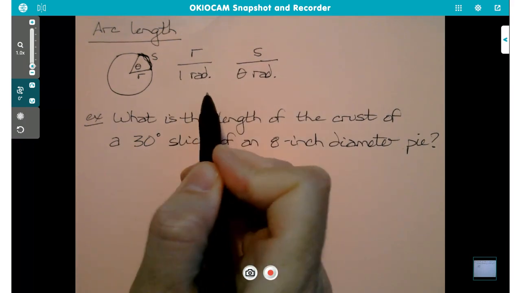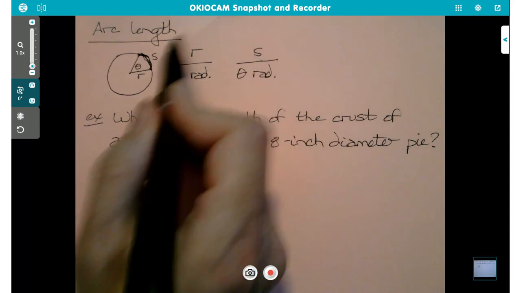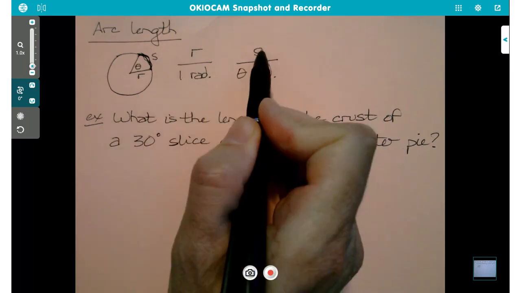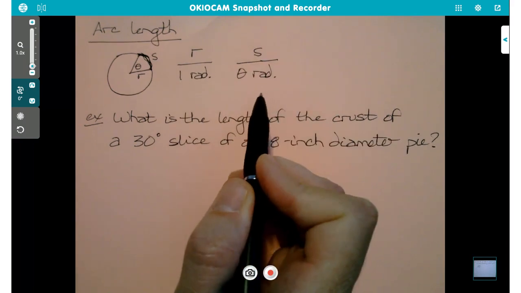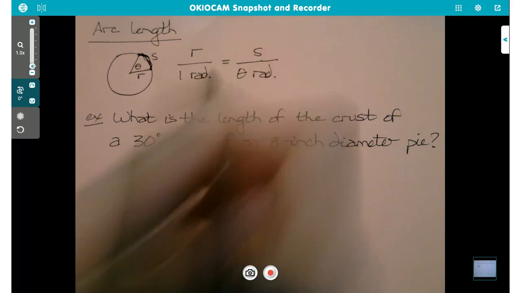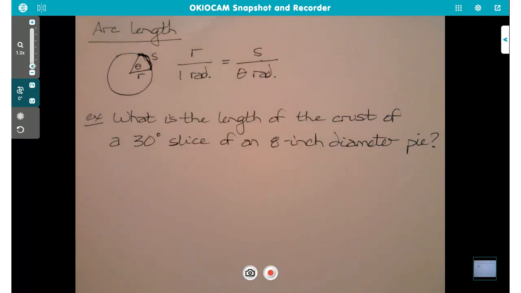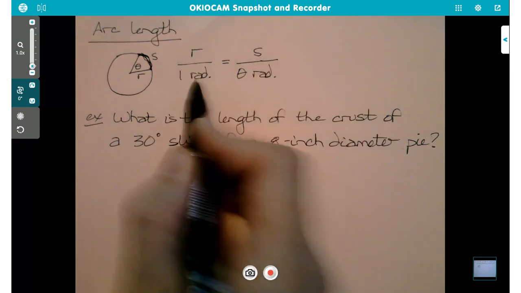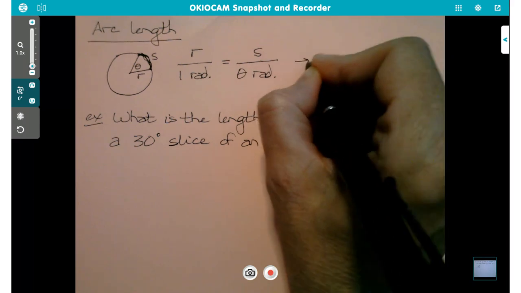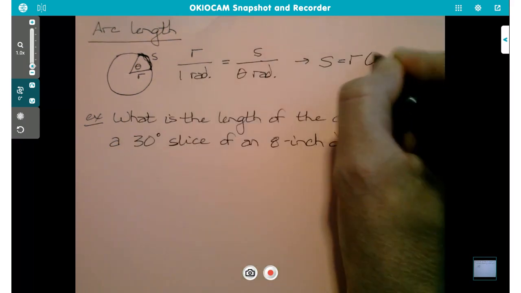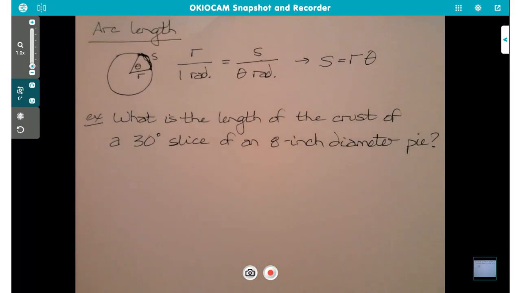So we've seen this kind of idea before. It's proportional, the arc length over the angle, the arc length over the angle. The arc lengths aren't the same, but the ratios are the same. So this is a proportion. We can treat it like any other proportion. We can cross multiply top of one by the bottom of the other. So I have S times 1 equals R times theta.